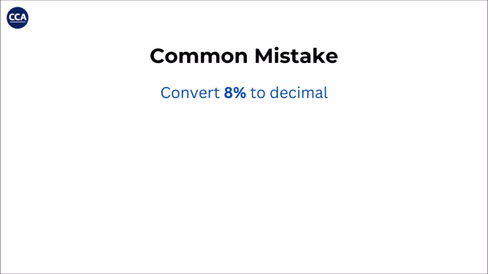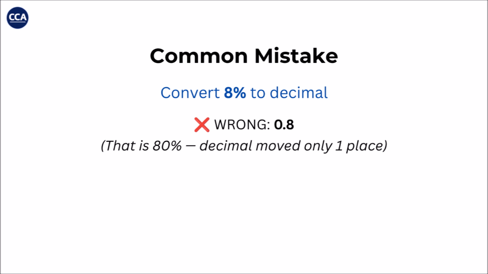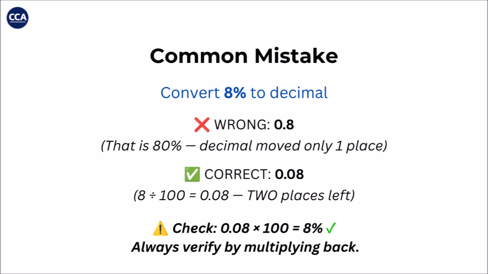Here is the most common mistake when working with percentages. A student converts 8% to a decimal and writes 0.8. That is wrong. 8% means 8 out of 100, not 8 out of 10. 8 divided by 100 equals 0.08, not 0.8. 0.8 would be 80%. The decimal point moves 2 places, not 1.